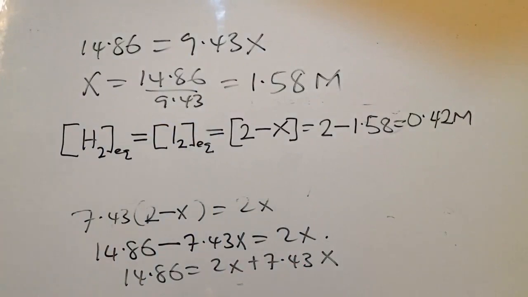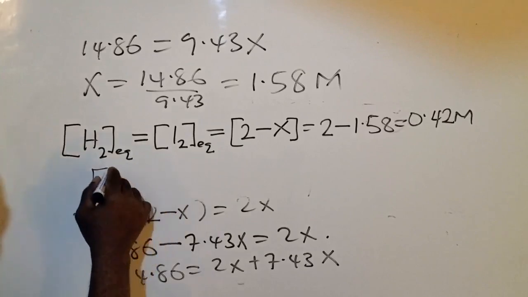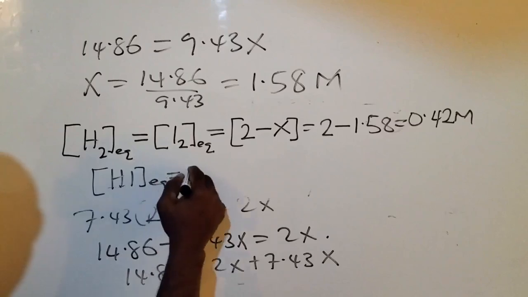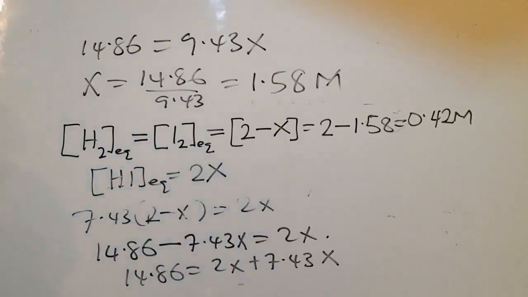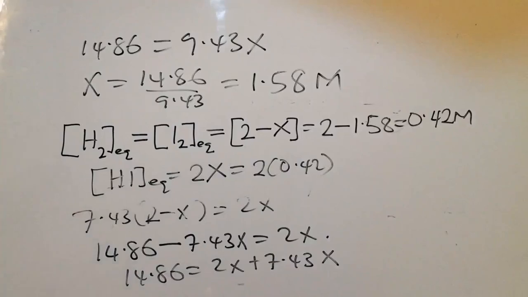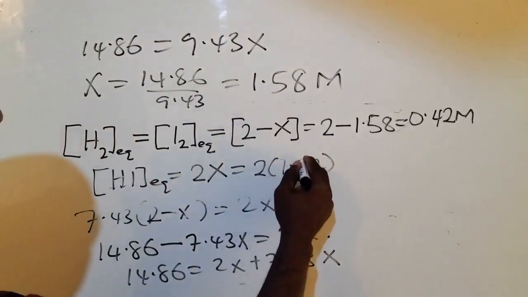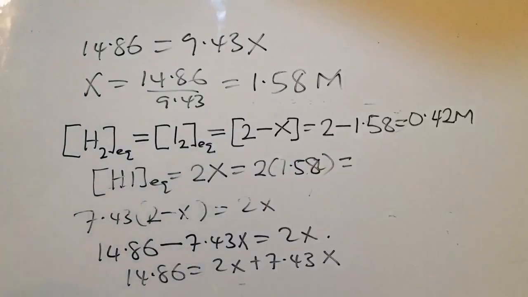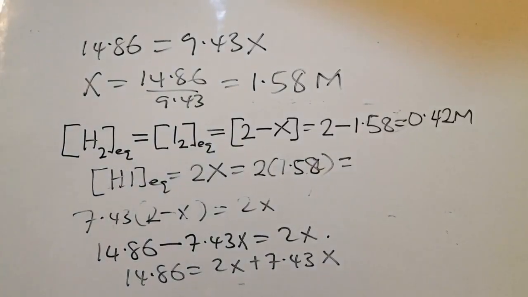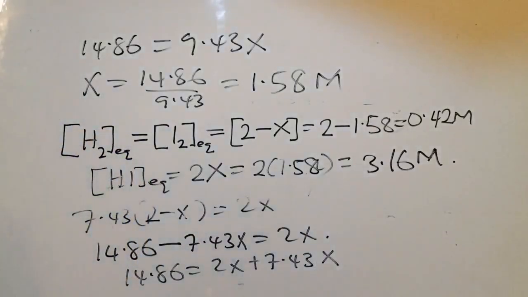Then what of the concentration of hydrogen iodide, the product? From our ICE table, the concentration of hydrogen iodide is going to be 2S. Sorry, S is not 0.42, S is 1.58. So 2 times 1.58 will give us 3.16 mole per dm³. So you see that this question is similar to the previous one that we solved. So we'll take another problem.